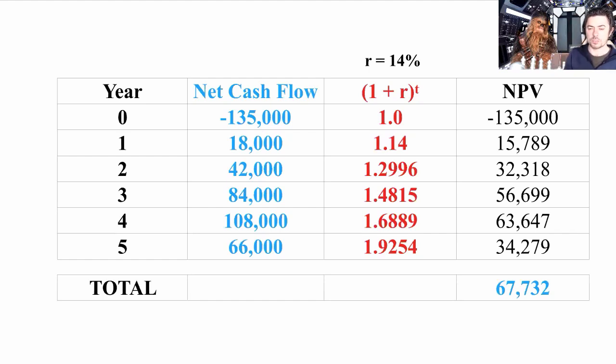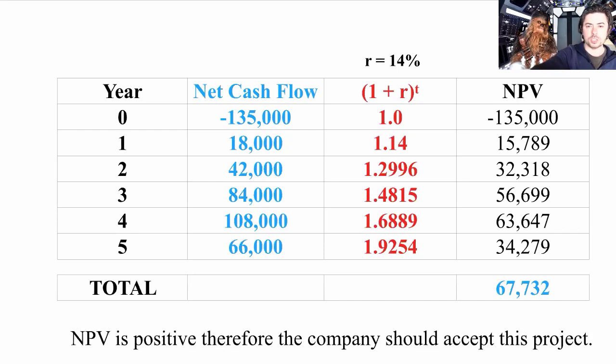The last example when we did this, we got a negative number. Can anyone tell me whether we should go ahead with this project or not? Just know that if you get a positive number, you accept the project and the company should go ahead with it. And if you get a negative net present value, the company should not go ahead with it. All right, so we should go ahead with this now.